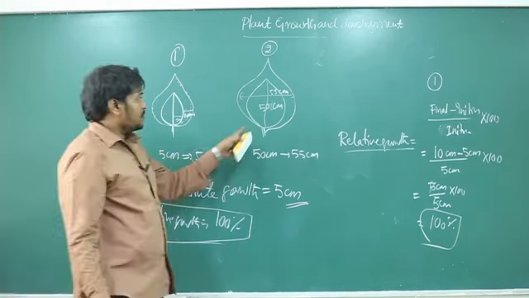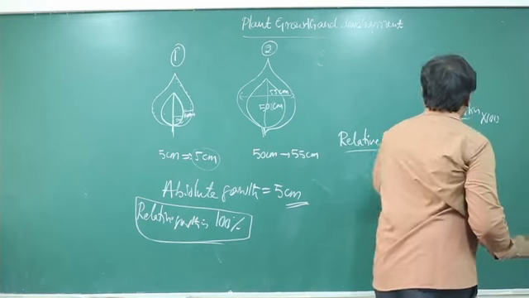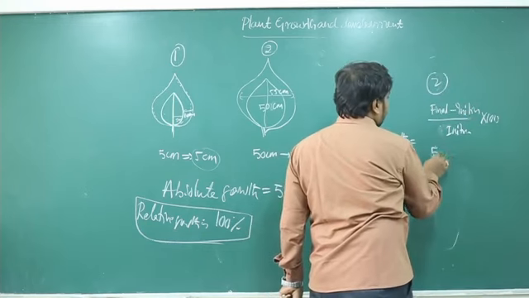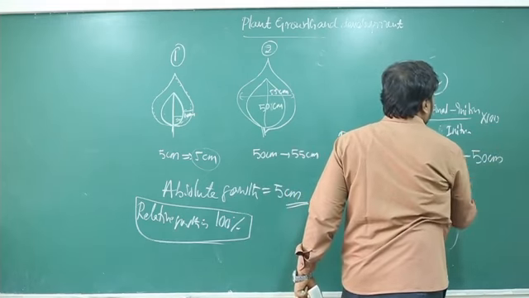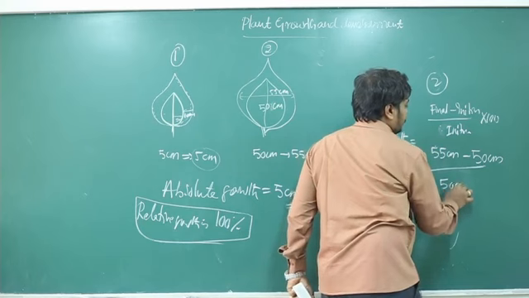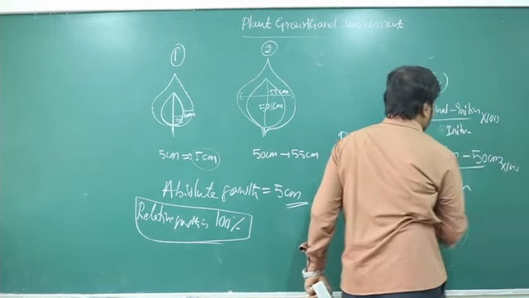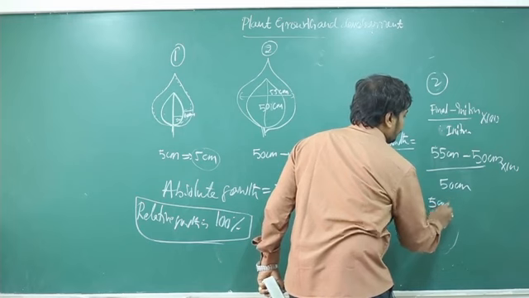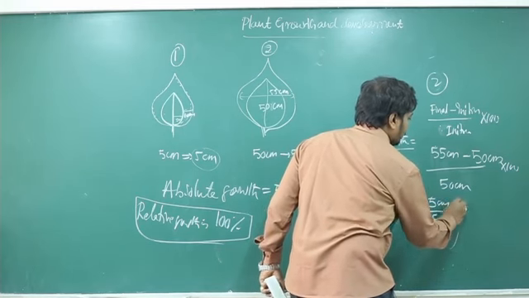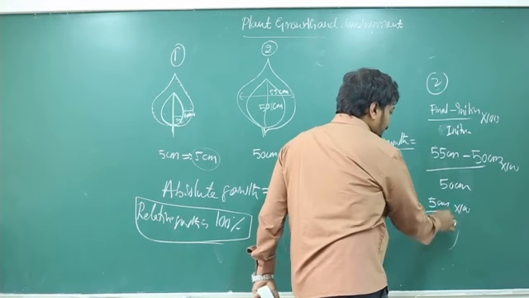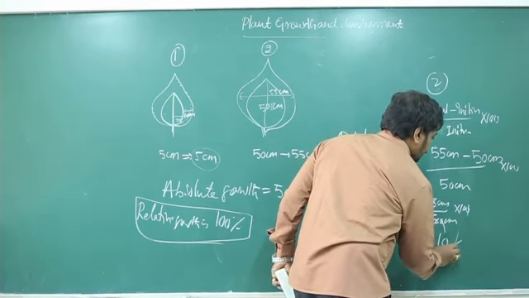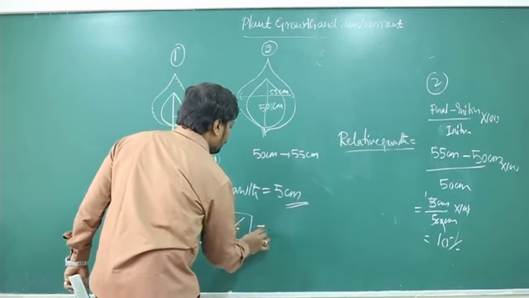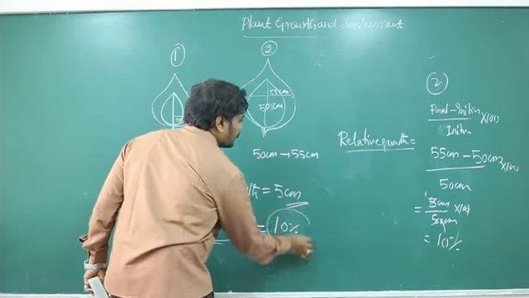Okay, suppose if you do the same thing for the second leaf, what happens? So what is the final? That is 55 centimeter minus initial 50 centimeter divided by initial 50 centimeter into 100. So it will become 5 centimeter divided by 50 centimeter into 100. Okay, so 5 ones are 5, ones are 5. So it becomes 10%. So in this case relative growth is only 10%.